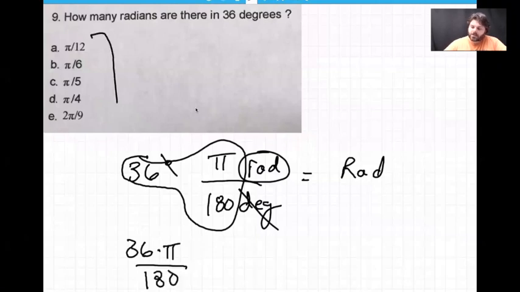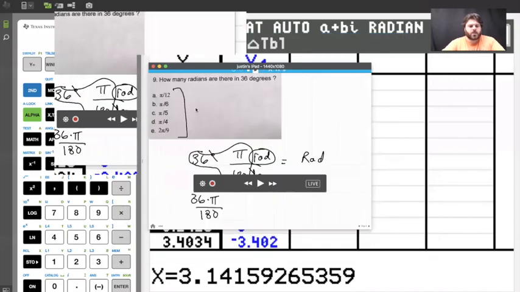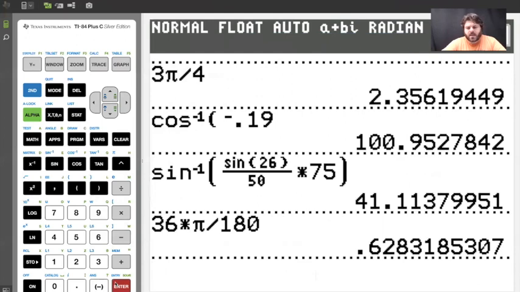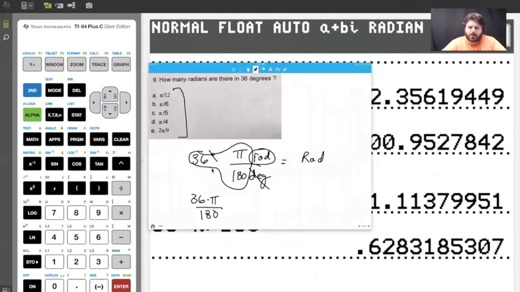Now, if you look at my answers, none of those are in decimals. So if I were just to get my calculator out here and do 36 times pi and then divide that by 180, what I'm going to get is a decimal, 0.628. None of those look the same. Although I could go through each of those and do pi over 12, pi over 6, pi over 5, pi over 4, 2 pi over 9, and see which one of those equals 0.628, then I would have my answer. That wouldn't take me very long.